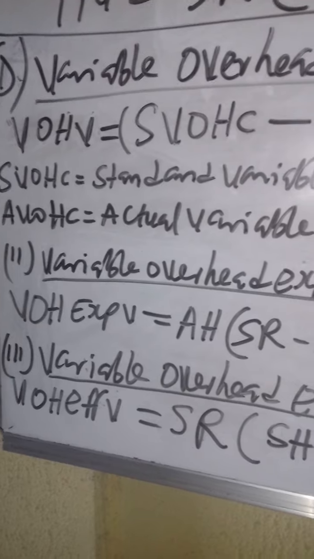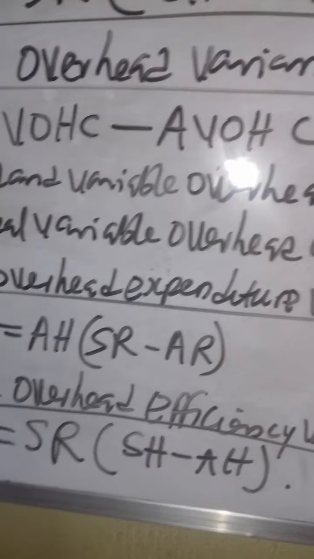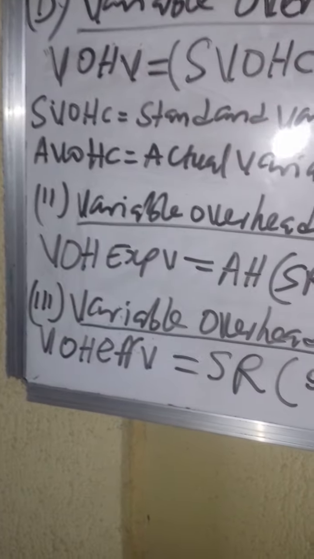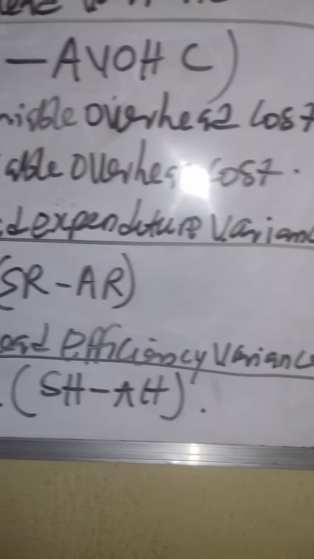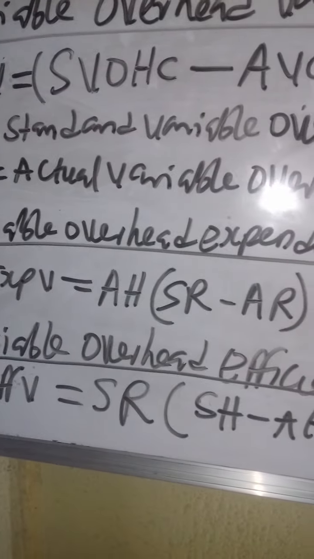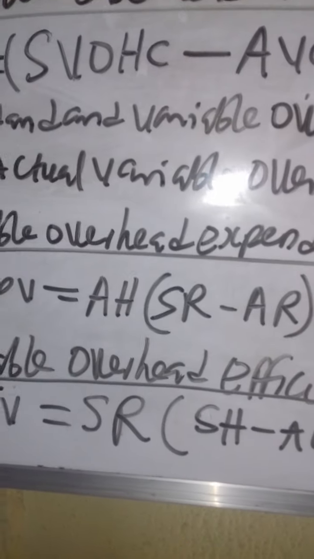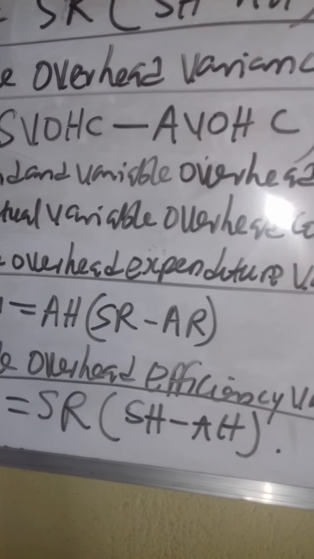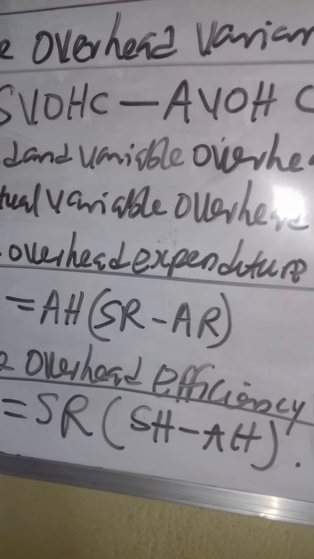Now listen, variable overhead variance is calculated as standard variable overhead cost minus actual variable overhead cost for the period, and then it's subdivided into two other areas, which include variable overhead expenditure variance, which is calculated as actual hour used multiplied by the difference between standard rate of labor, which is the unit of absorption, minus actual rate of labor.